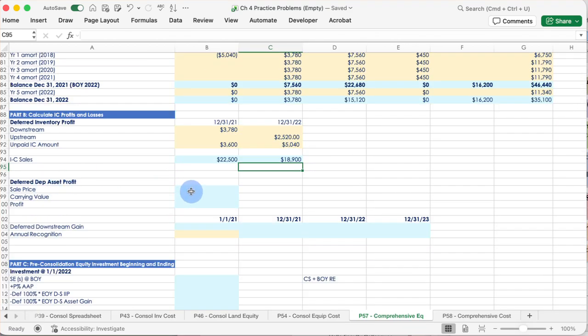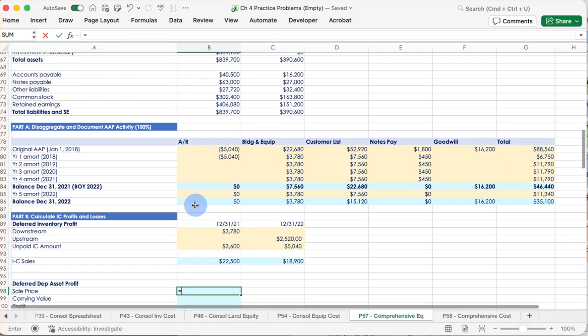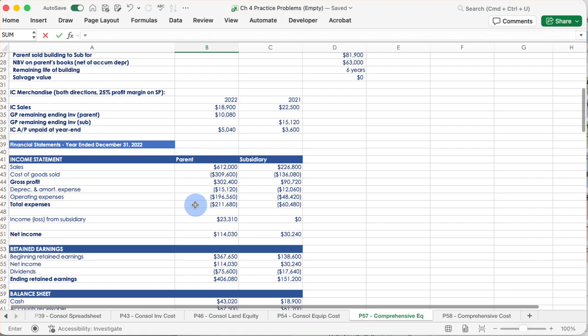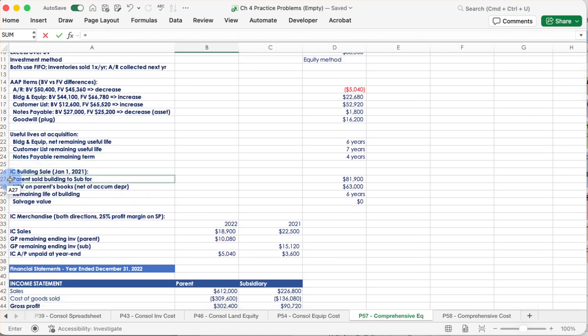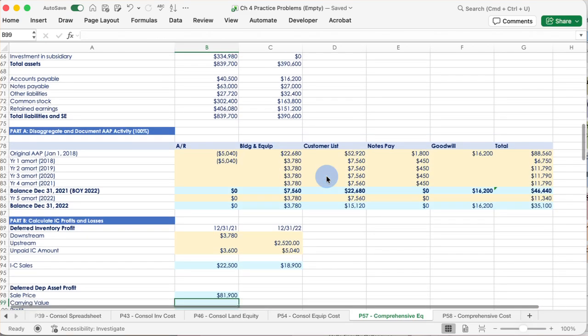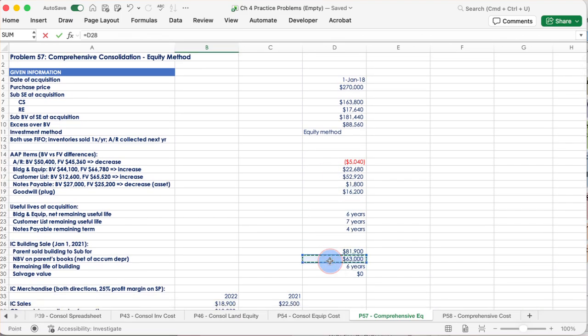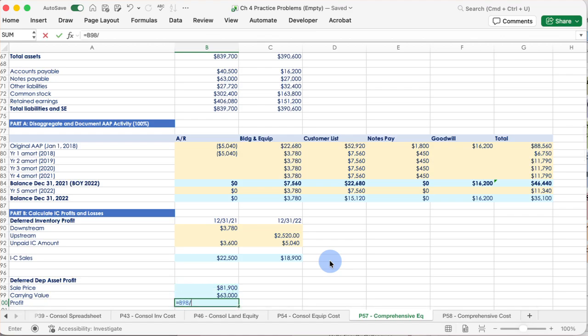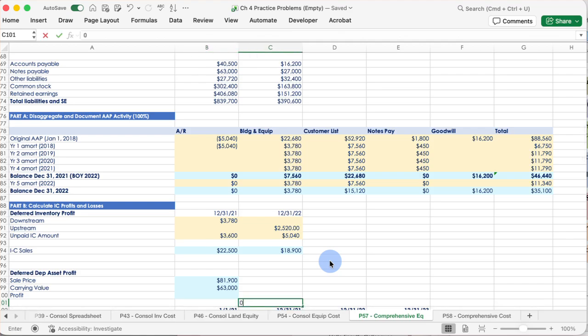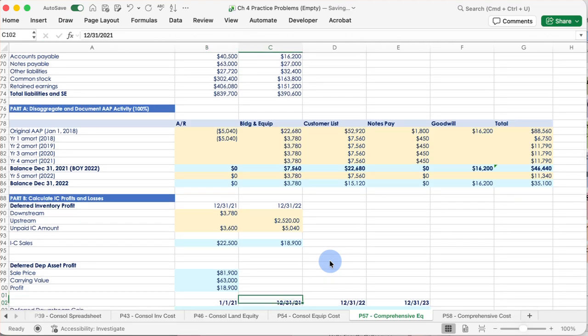Deferred asset profit that we have. And so we just need to set this up so that we can better see that. So let's first go grab our sale price so that we can get down to what the profit actually is. And if we scroll back up, we're going to find that up here. So for 81,900, the carrying value was right below that, the 6,300. And if we subtract, we get a profit of 18,900.